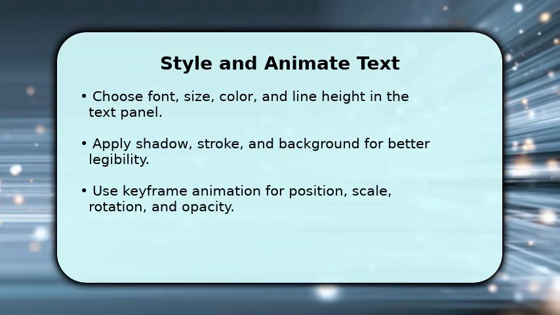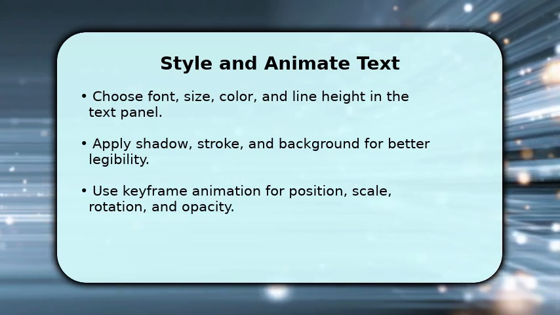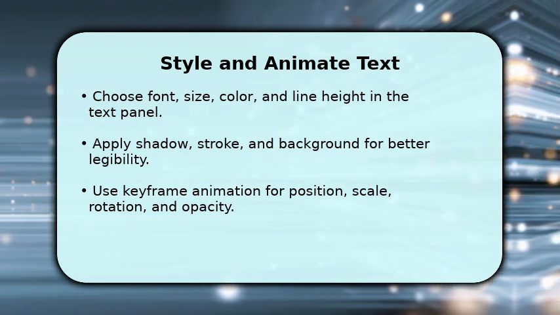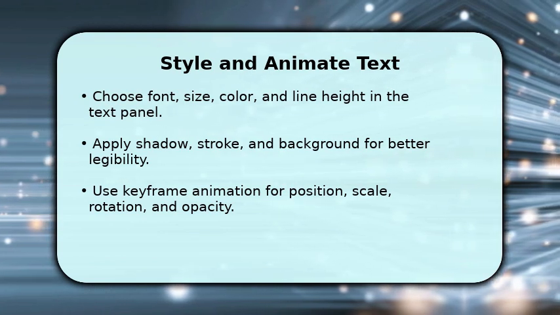Select the text layer and open the text panel to change font, size, color, and line height. Adjust letter spacing and alignment to improve readability across scenes. Apply stroke, shadow, and background rectangles to keep text legible over busy footage.